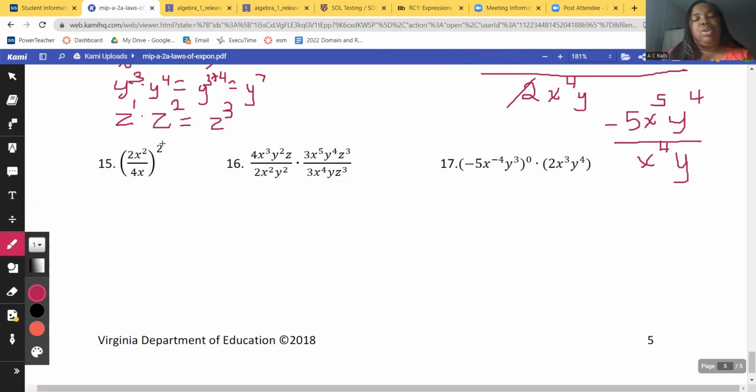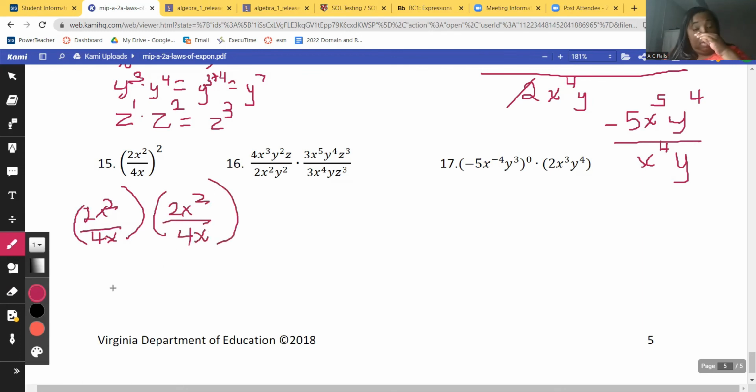When they have a 2 or any kind of exponent on the outside, what I'm saying is, write it out twice. 2x squared over 4x times 2x squared over 4x. That's one way of thinking about it. But another way you could think about it is, this is like the distributive property.